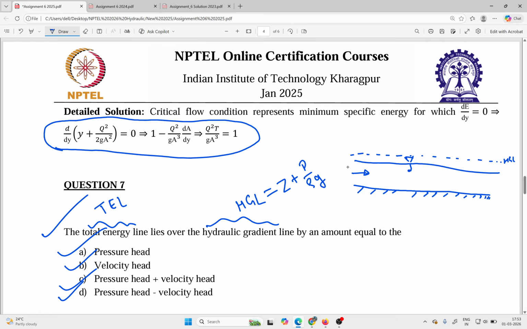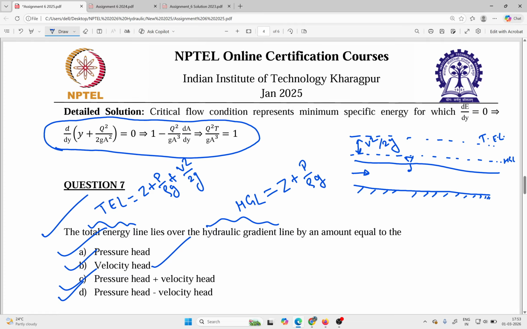Now what is total energy? Datum plus pressure plus your velocity head. So definitely this will be greater than this, so this will be your total energy line. What is the difference? The difference is v square by 2g only. That is your velocity head. So hope you understand the basic idea.